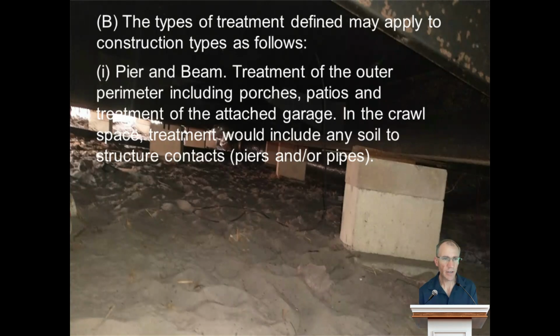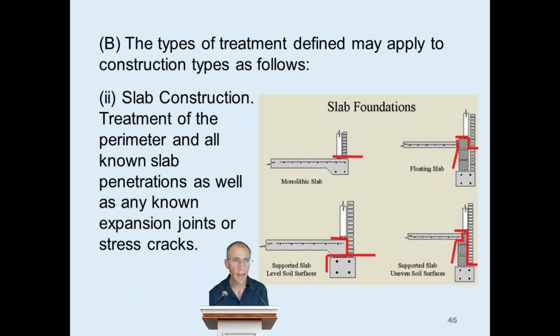B. The types of treatment defined may apply to construction types as follows. 1. Pier and beam. Treatment of the outer perimeter, including porches, patios, and treatment of the attached garage. In the crawl space, treatment would include any soil to structure contacts, piers, and/or pipes.